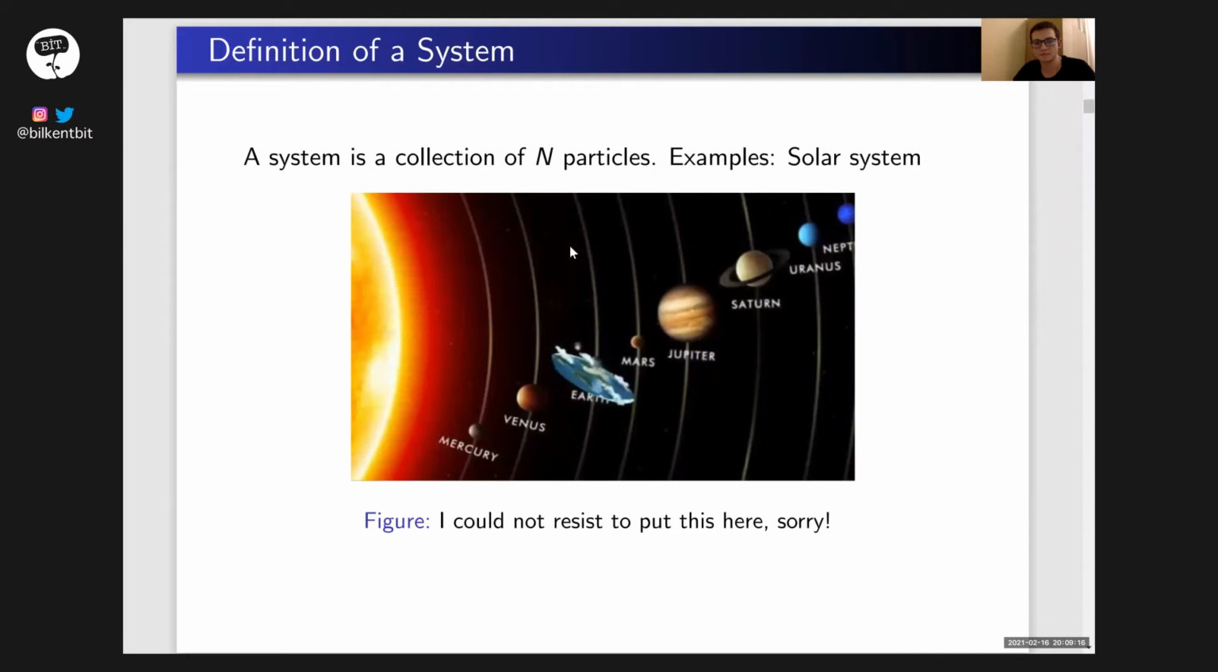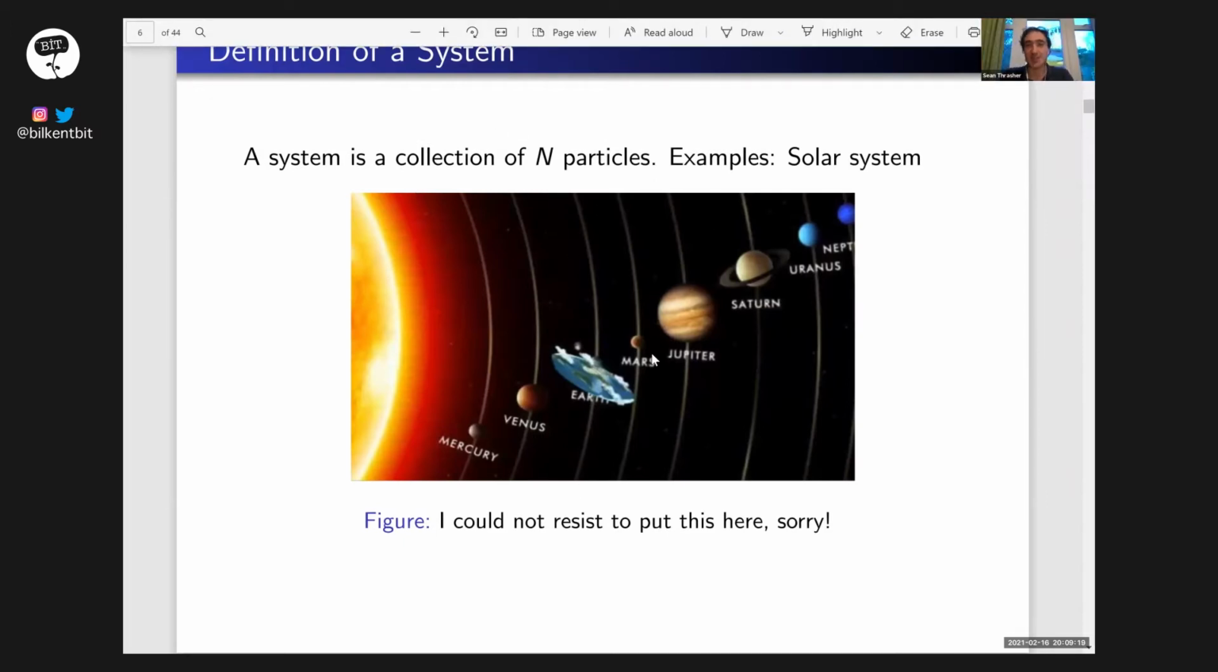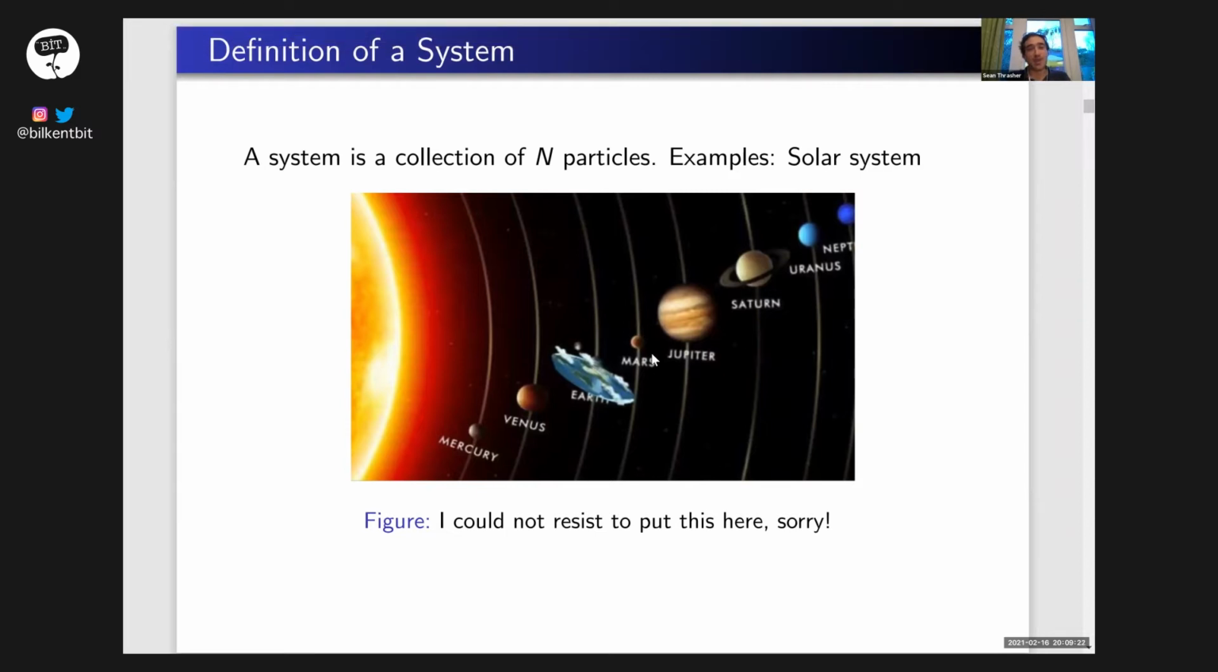Here's a picture of it, and I couldn't resist putting in this old meme. So you can have a system, and the system can be in a state. A state, loosely speaking, is a configuration that the system can be in. Imagine we freeze at a moment of time. If we look at the location of all of our objects and we know how fast they're going, or more specifically what their momentum is, that is a state of a system.